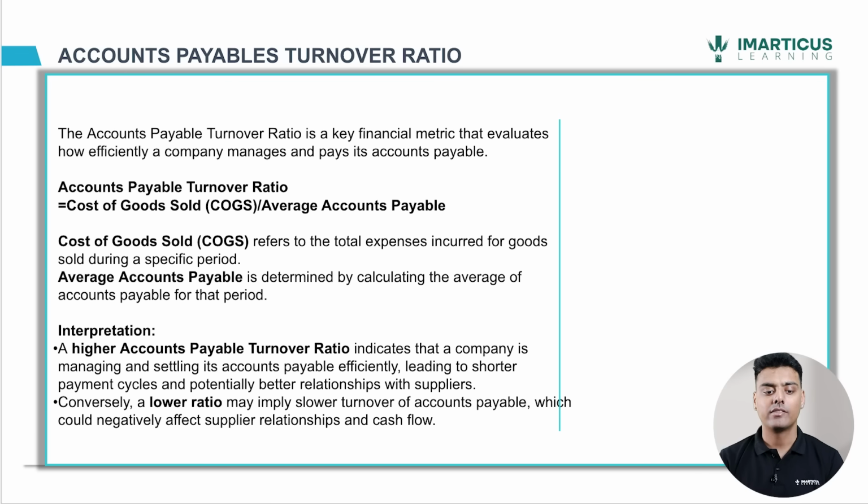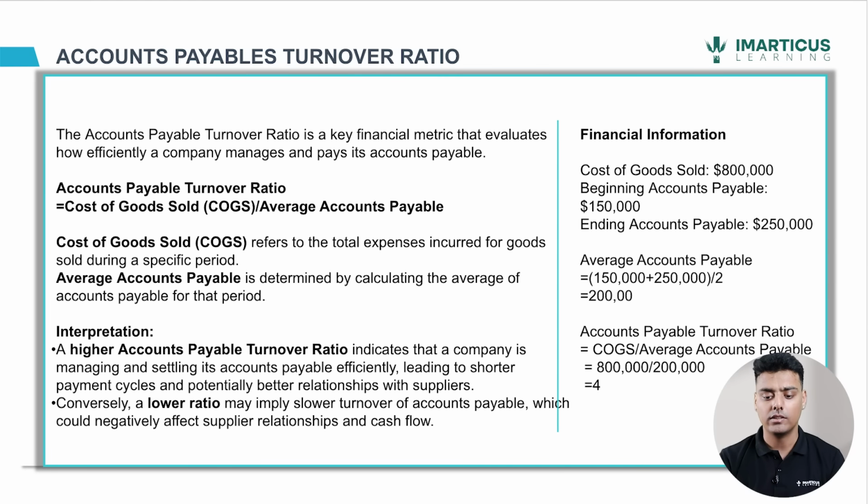The next ratio we have is the accounts payable turnover. The accounts payable turnover ratio tells me how effectively I manage my current liabilities, how many times a year I am able to make a repayment to my vendors. Let's look at a numerical.